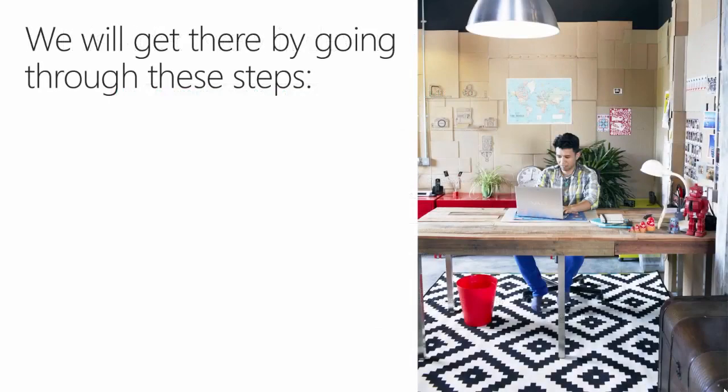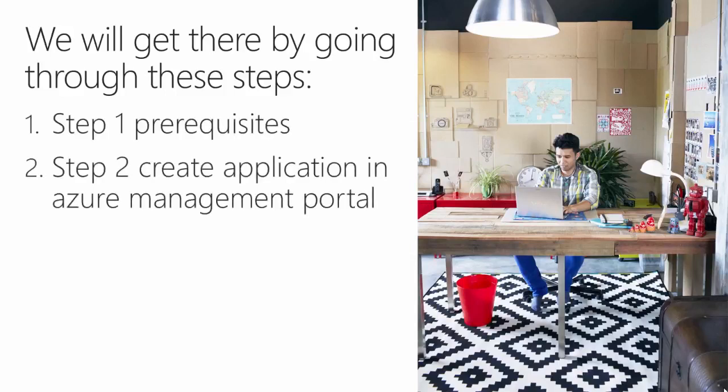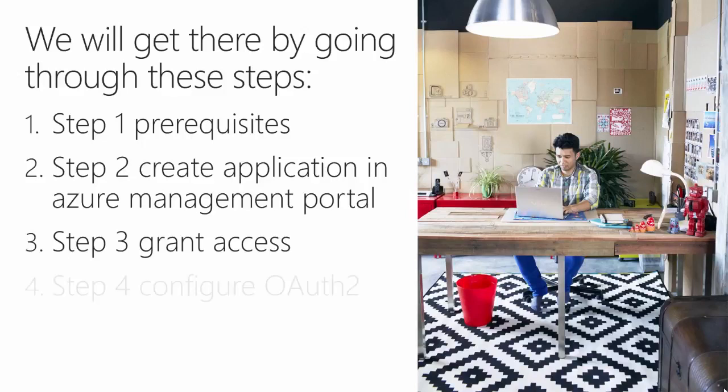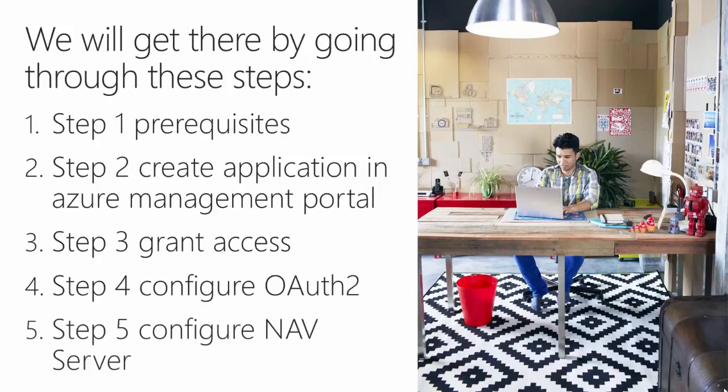We'll get there by going through these steps. In step 1, I will discuss the prerequisites. In step 2, we will create an application in the Azure Management Portal. In step 3, we will grant access to the application. In step 4, we will configure OAuth authentication. And in step 5, we will configure the NAV service tier.